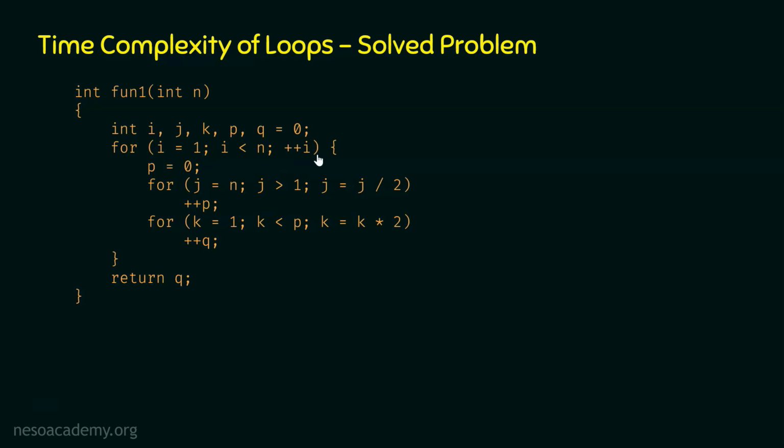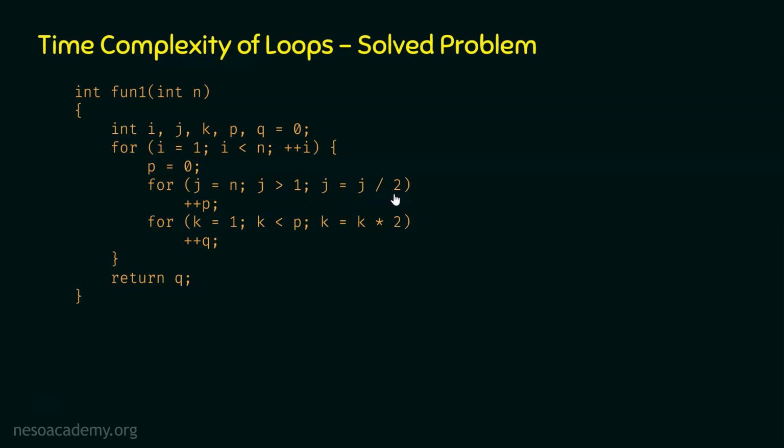Now within this for loop, we have this statement p equal to 0. This means 0 is assigned to p. Then we have these two inner for loops. These for loops are within this for loop, hence this entire structure is the nested loop structure. In this for loop, variable j is initialized to n. j is compared with 1. If j is greater than 1, then the loop body will execute, and then j is updated to j divided by 2.